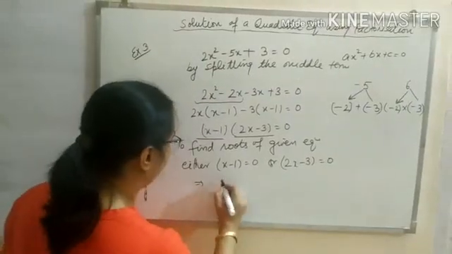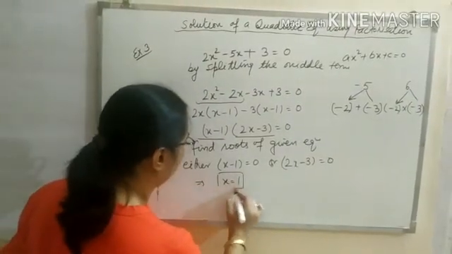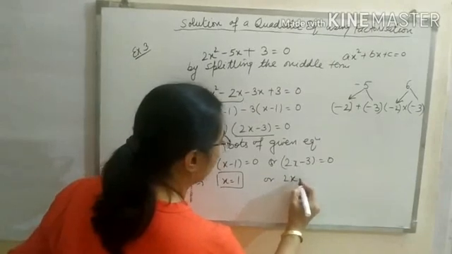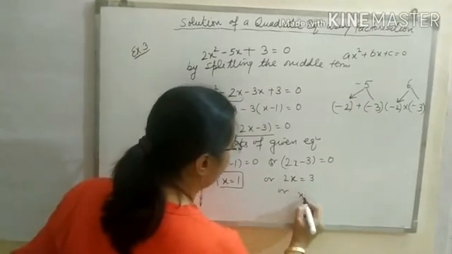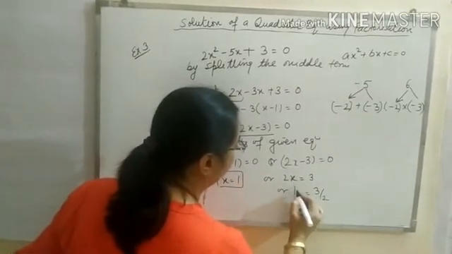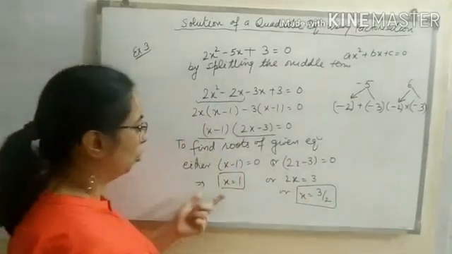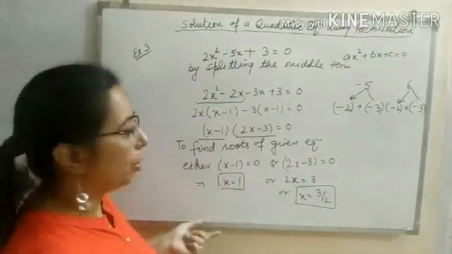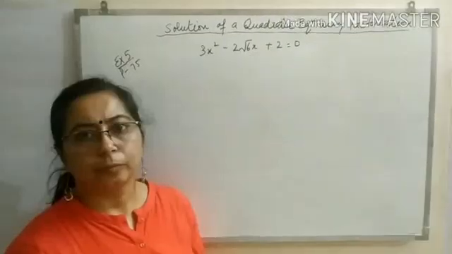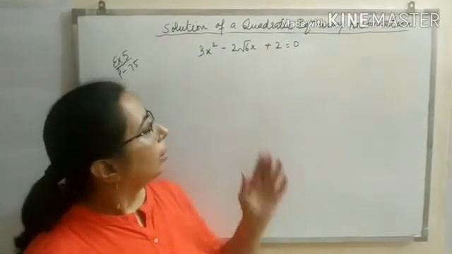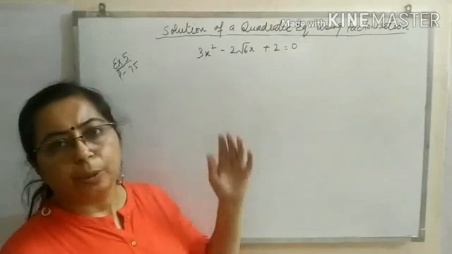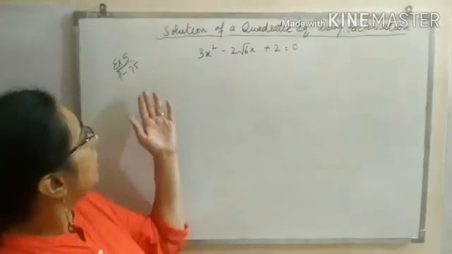What you will get from here? x is equal to 1 or 2x is equal to 3, or you can say x is equal to 3 by 2. So these are the 2 roots, or you can say 2 solutions, of the quadratic equation. Now example 4 you can try yourself. I am going with example 5.